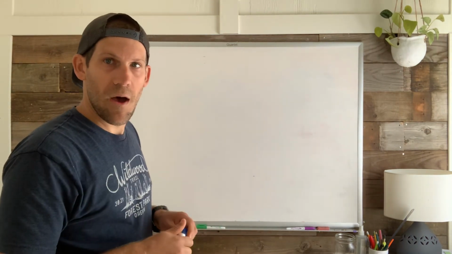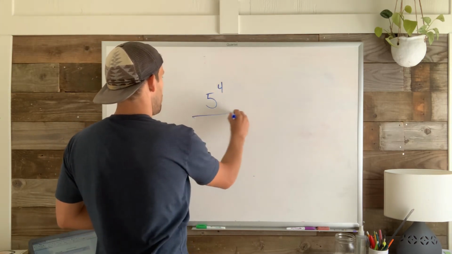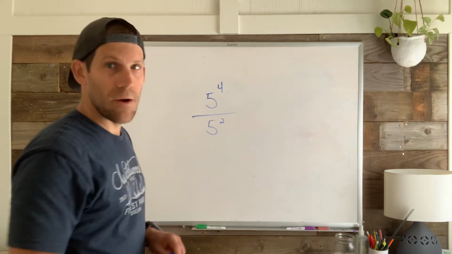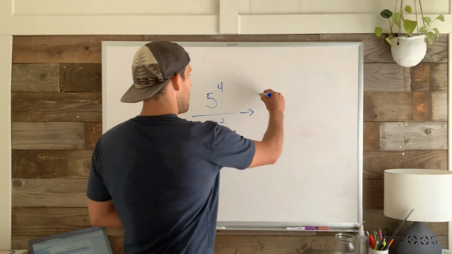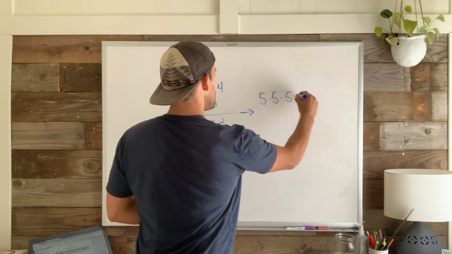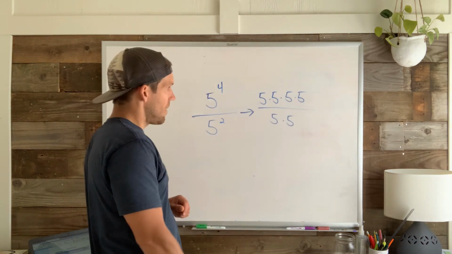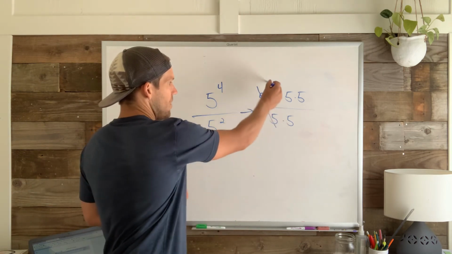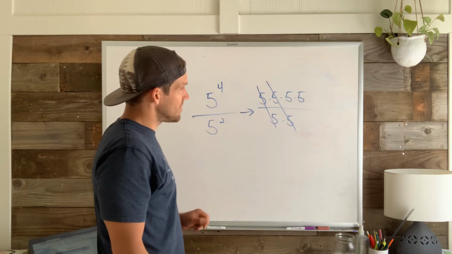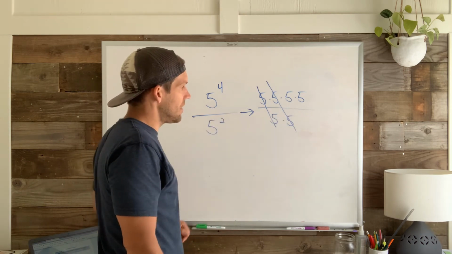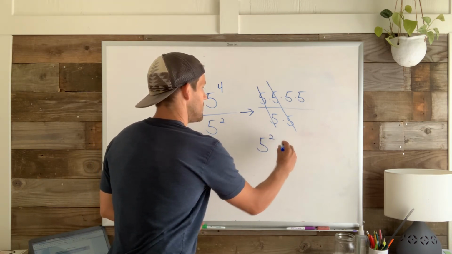The next one is if we have division or fractions. Let's say we have 5 to the 4th divided by 5 squared. So if we wanted to rewrite this, we could say 5 times 5 times 5 times 5 divided by 5 times 5. Okay? And we know from our rules of cancellation that we could cancel 2 of those. And we would be left with just 5 times 5 on the top. Nothing on the bottom, so the denominator would end up being 1. So we would end up with 5 squared.